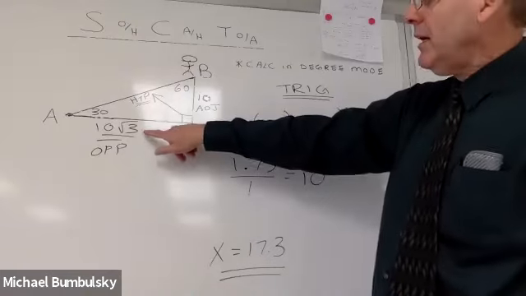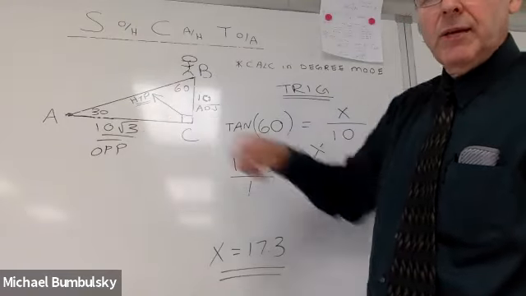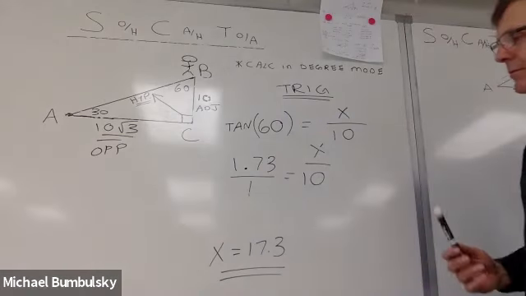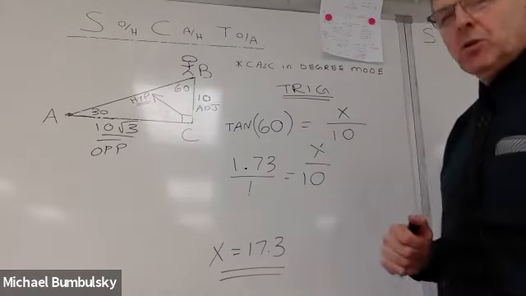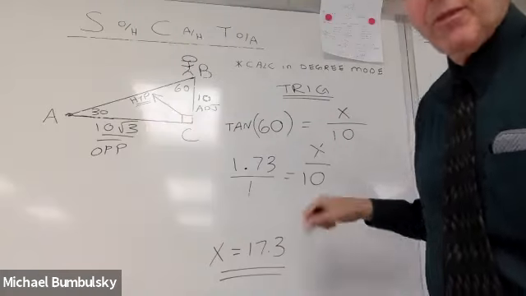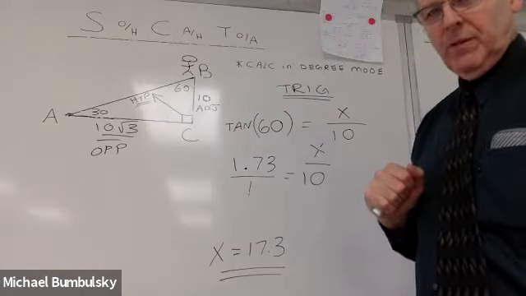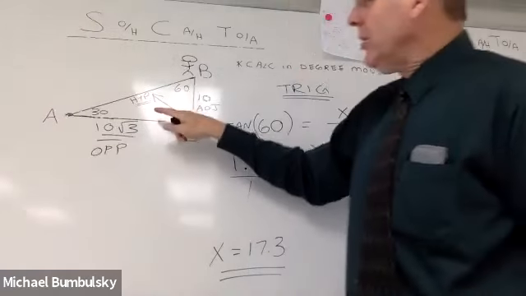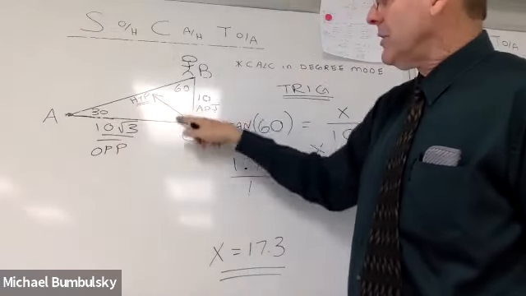Is there a problem there? No, not really, because in your calculator, do 10 times the square root of 3. What do you get? 17.3. It's the same thing. Okay? So it doesn't matter what tool you use. This could have been done very easily because it was a 30, 60, 90.